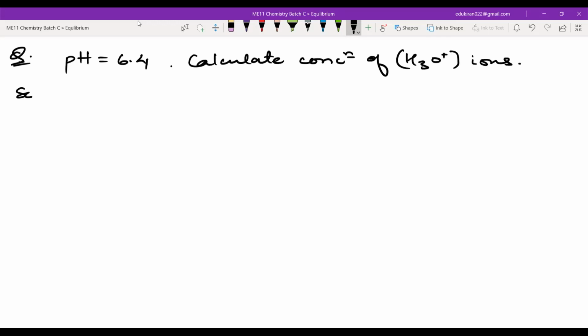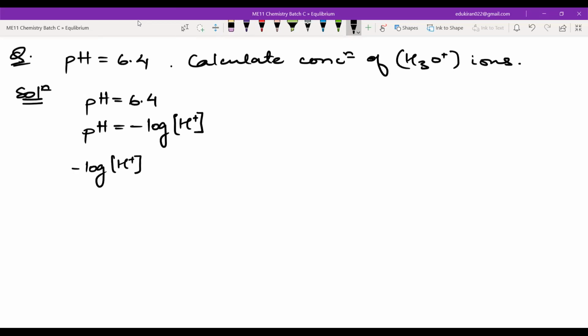Now listen again. Don't write. Just listen. The pH is given as 6.4, and we also know the definition of pH: it is the minus log of the concentration of H plus ions. I'm just writing H plus rather than H3O plus ions, they represent the same thing. That means I can write minus of log of the concentration of H plus ion is equal to 6.4. Any problem till here? No, sir.